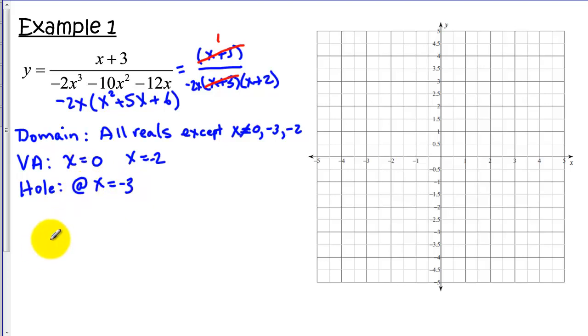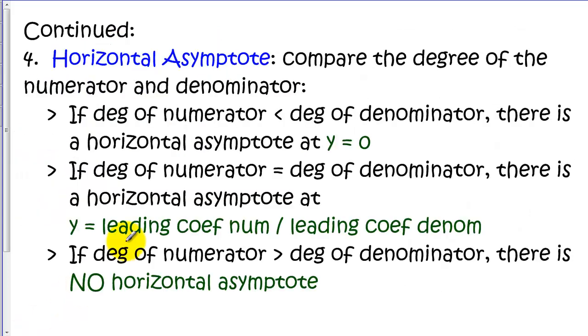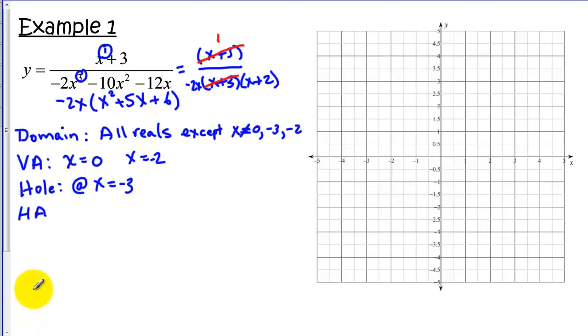Now let's look at our horizontal asymptotes. Remember, for the horizontal asymptote, we are comparing the degree of the numerator. In this case, the degree is 1 on the numerator, and our degree of the denominator was 3. So in this case, if we go back to our table, our degree of the numerator is less than the degree of the denominator. So it's this case here. So our horizontal asymptote is the line y equals 0.